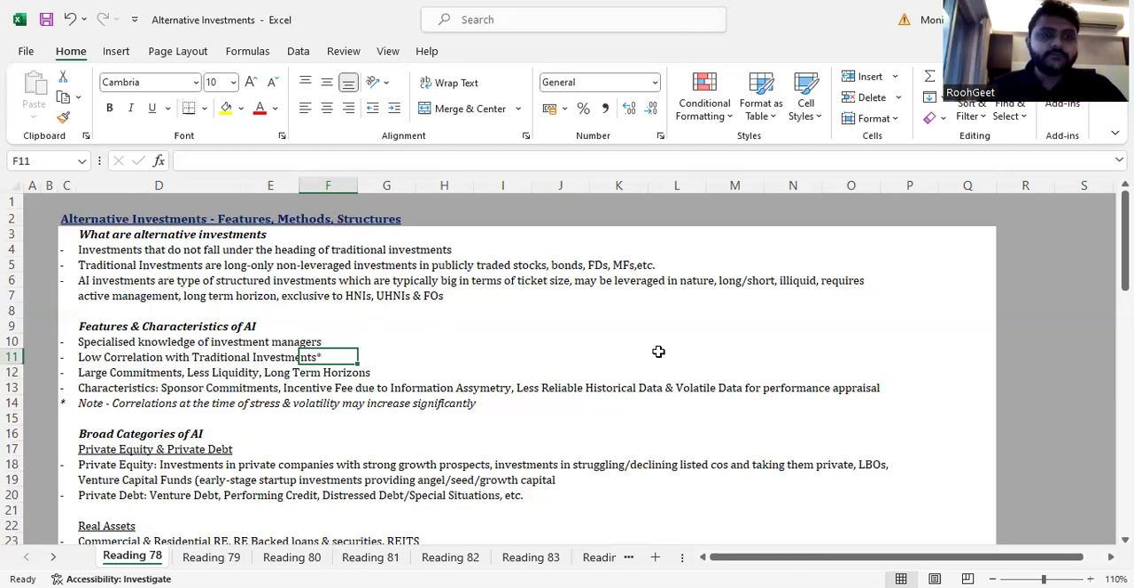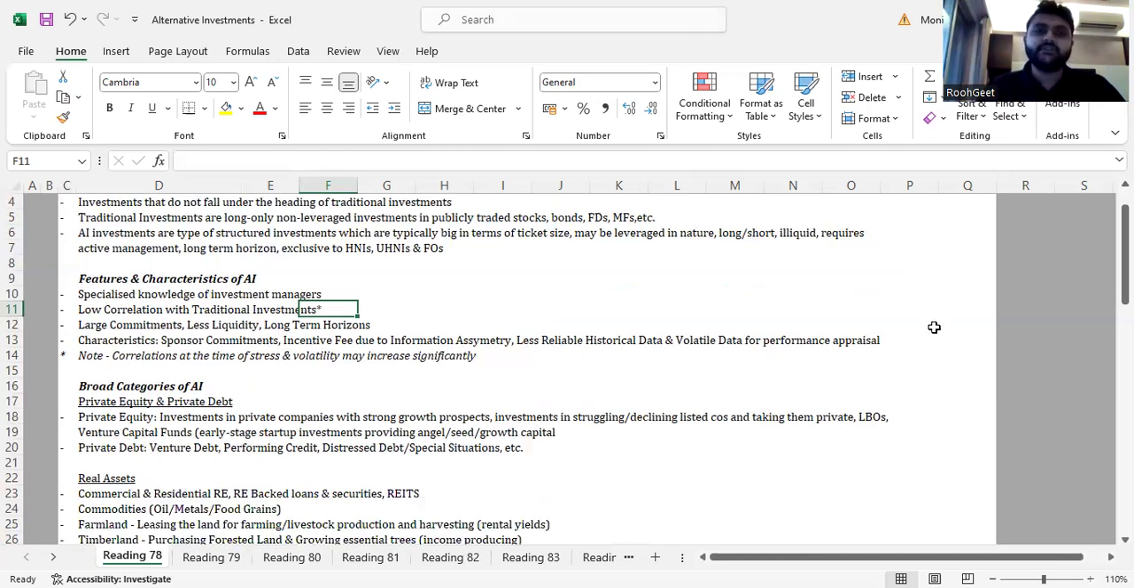Next, features and characteristics of alternative investments. First, specialized knowledge of investment managers. Generally these investments do not happen without the specialized knowledge of managers, so generally CIOs, MDs, principals. Let me give you an example of what the team of a venture capital fund, a private equity fund, or a private debt fund looks like. The team is called the investments team.